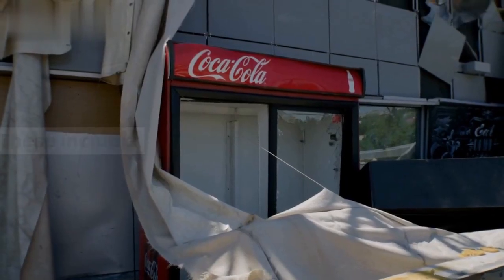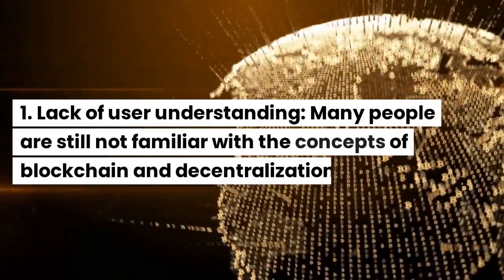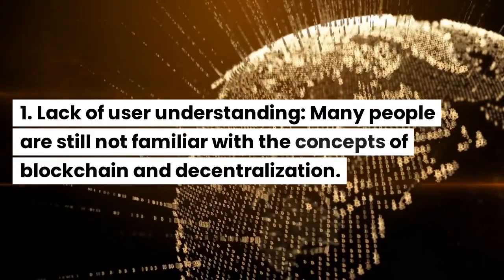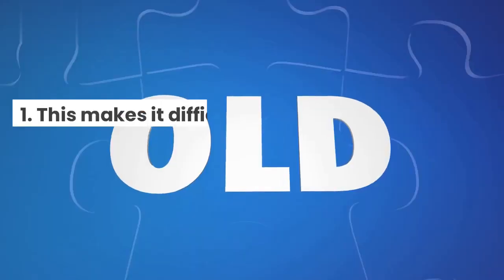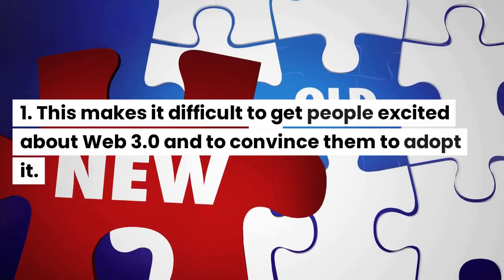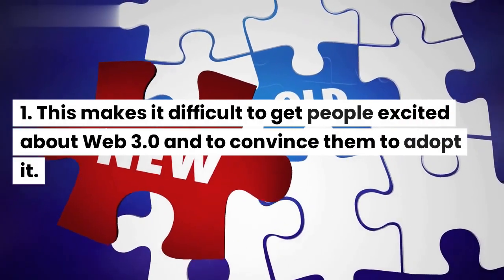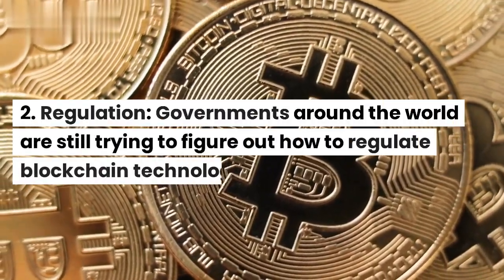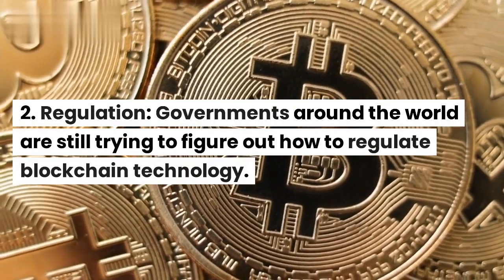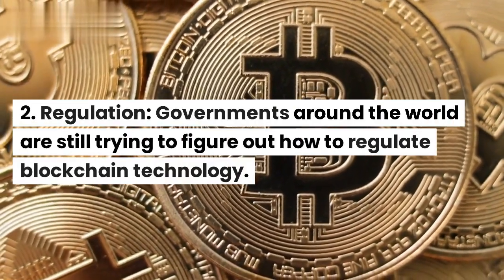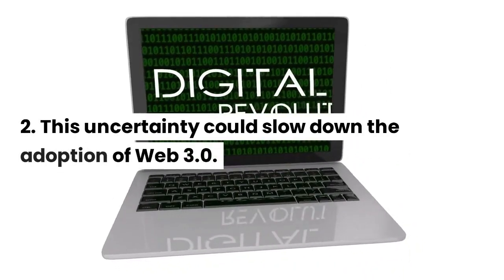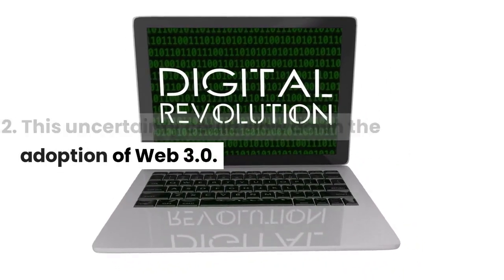These include: 1. Lack of user understanding. Many people are still not familiar with the concepts of blockchain and decentralization. This makes it difficult to get people excited about Web 3.0 and to convince them to adopt it. 2. Regulation. Governments around the world are still trying to figure out how to regulate blockchain technology. This uncertainty could slow down the adoption of Web 3.0.